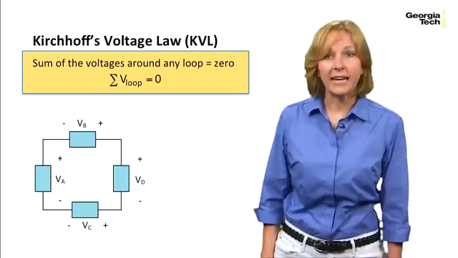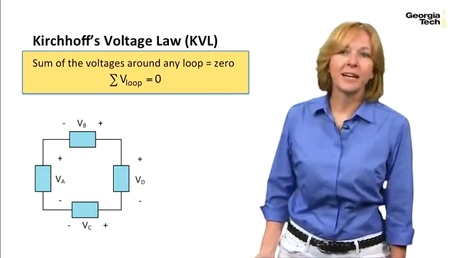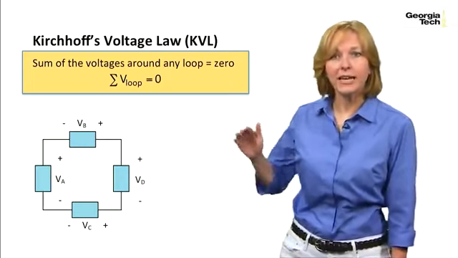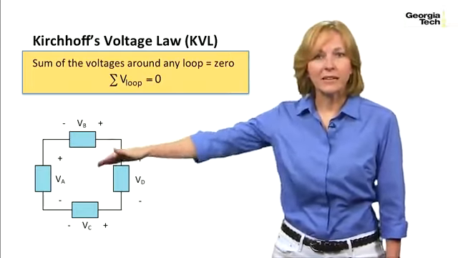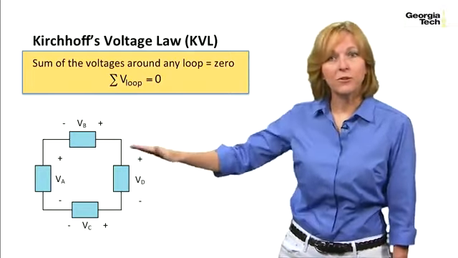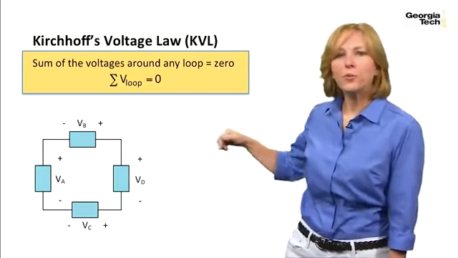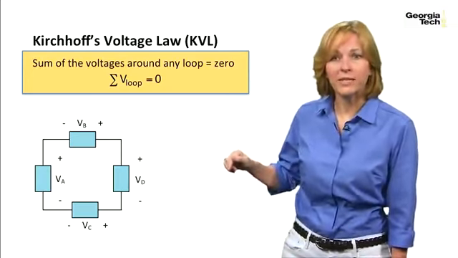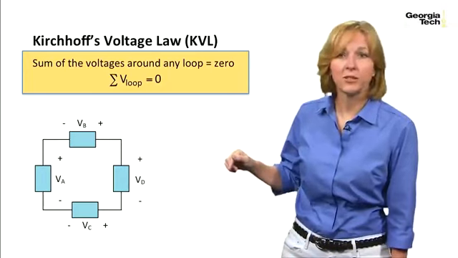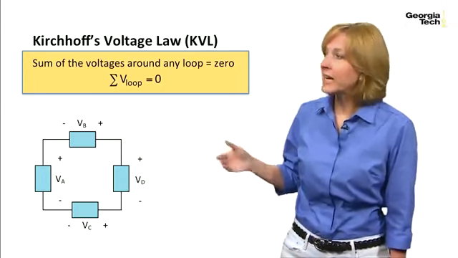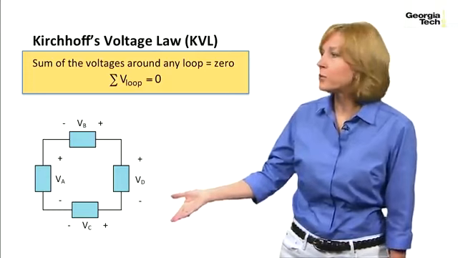Now I want to give an analogy here, that of going on a hike in a mountain range. As you go on the hike, you go up and down hills. You're gaining potential and you're losing potential as you're going around that hike. So as you circle back or loop around back to your starting place, you have no net change in potential, no net change in elevation. It's the same thing as you go around a loop with the voltages.